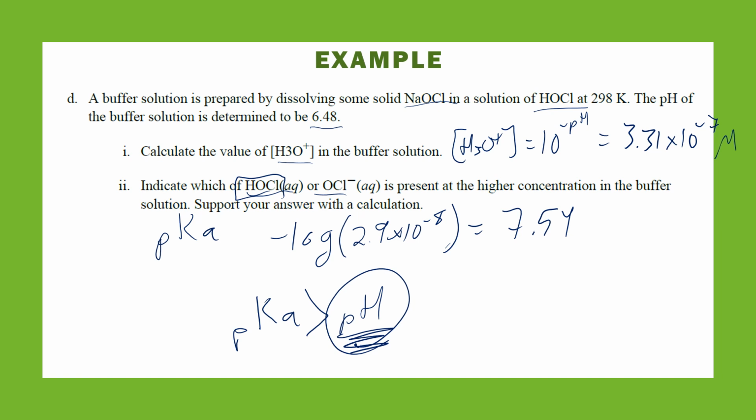And that one was just 1 point for I and 1 point for II, but you had to do both. You had to calculate the pKa and compare it to the pH to explain then that you must have more acid in the solution.